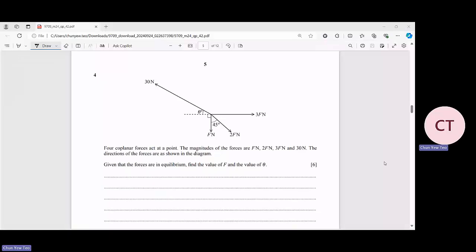Okay, now we take a look at question number 4. 4 coplanar forces act at a point. The magnitudes of the forces are F Newton, 2F Newton, 3F Newton, and 30 Newton. The directions of the forces are shown in the diagram. Okay. Given that the forces are in equilibrium, find the value of F and the value of theta. This one is very routine.